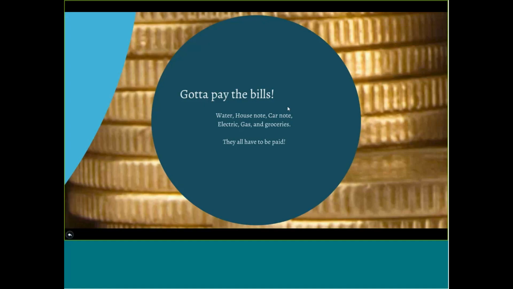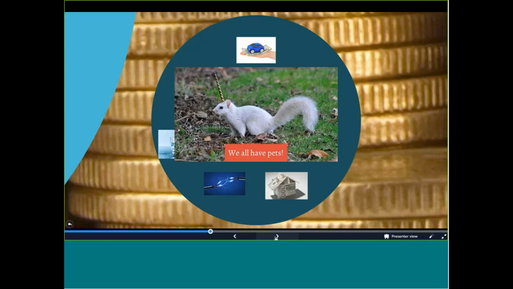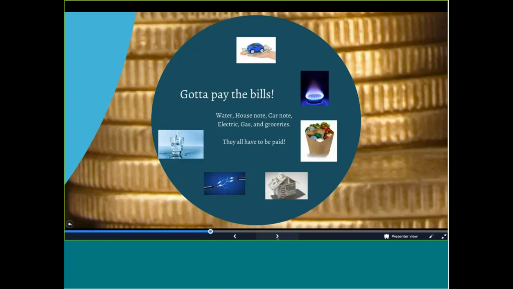Everybody has to pay their bills. We have a water bill, a house note, a car note, an electric bill, a gas bill, groceries. They all have to be paid. Some of us have pets, and they can cost a lot of money too. So if each bill you have to pay is $300 per month, just to simplify things, for a total of $1,800, and you make $1,500 a month, you have to decide what bills get paid and what bills do not.